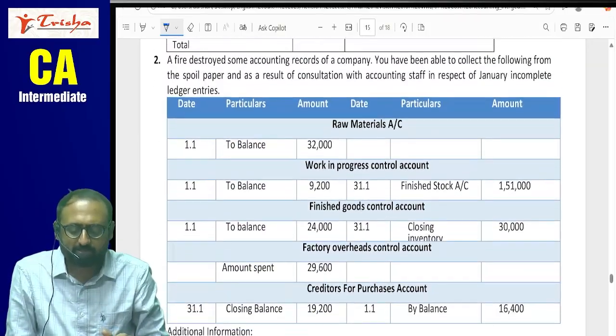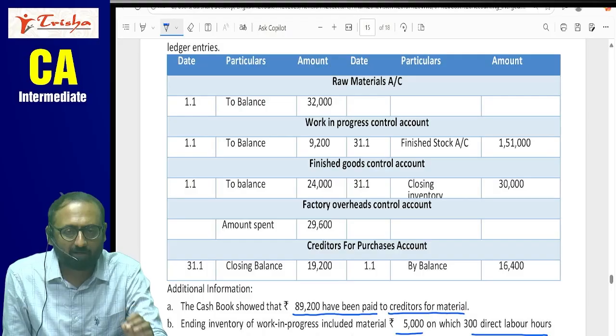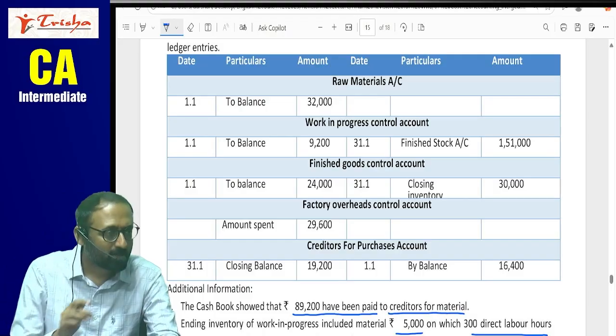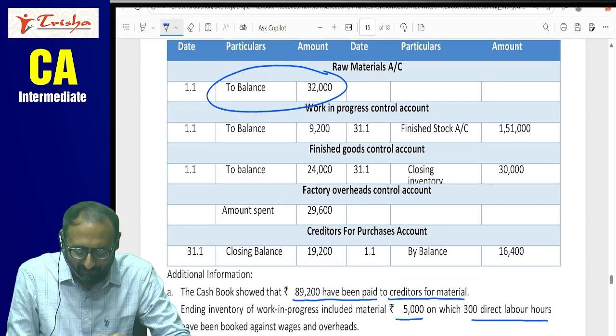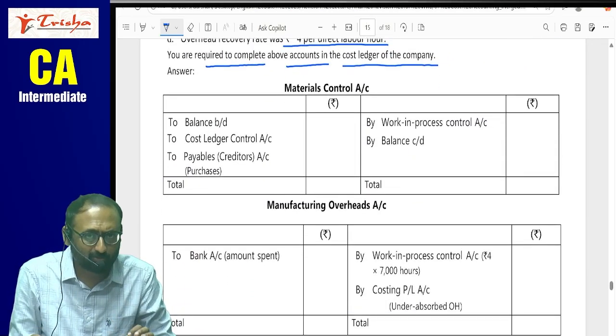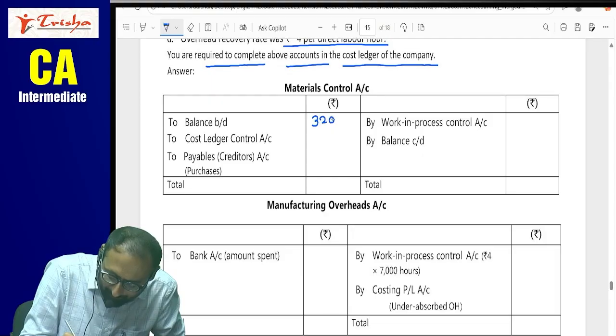Now, Sarji, please check which is your first account. The first account given here is the raw material account, that is the stores ledger control account. What have they given in the raw material account? To balance brought down, 32,000. I'll write that in the stores ledger or material control account. Sarji, to balance brought down. Is it 32,000? Correct, sir?